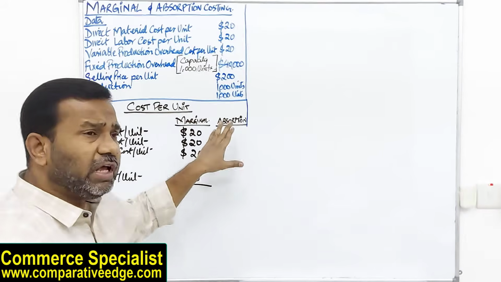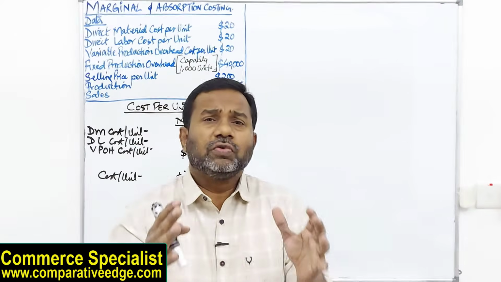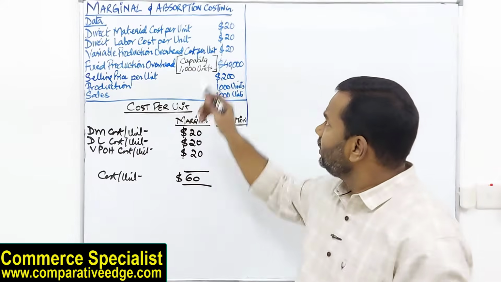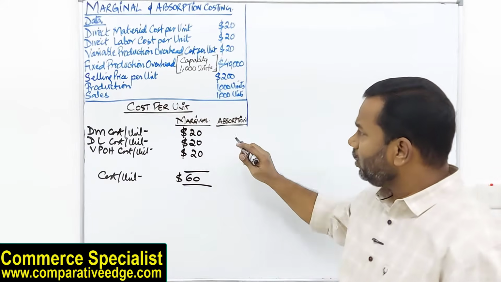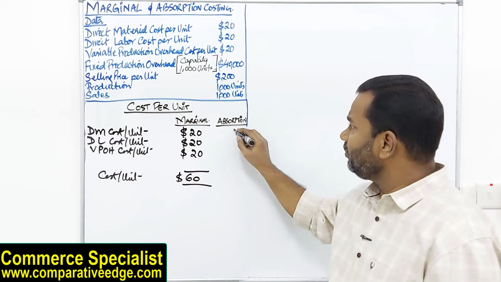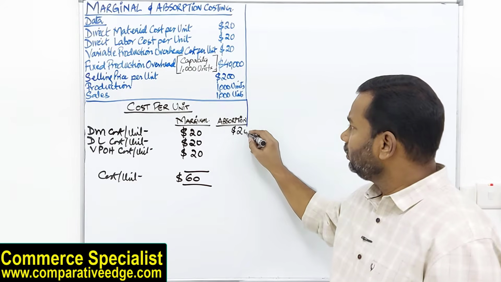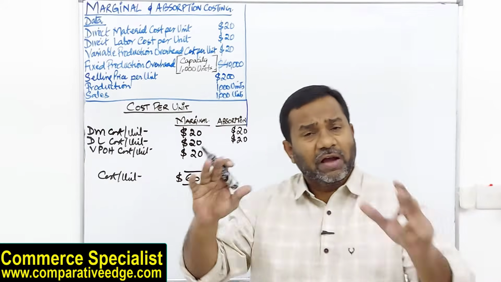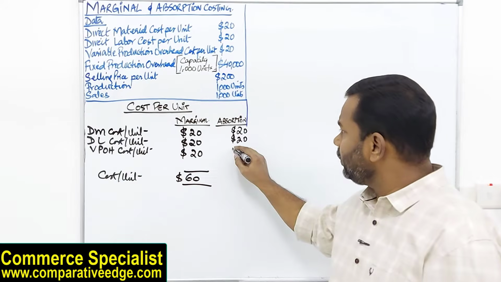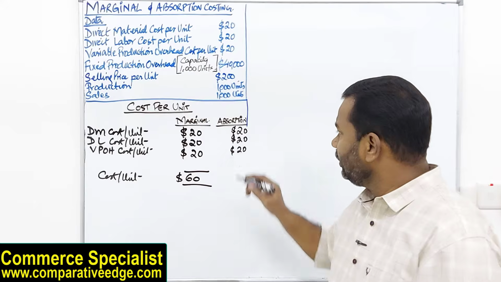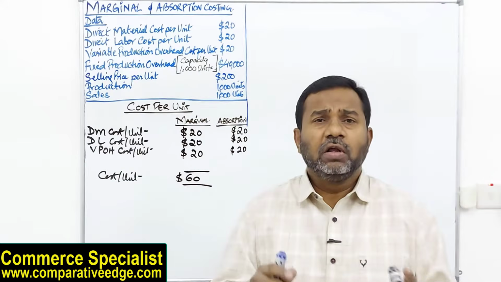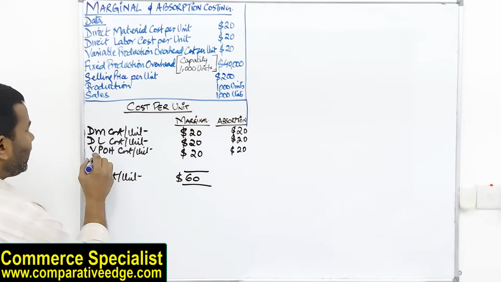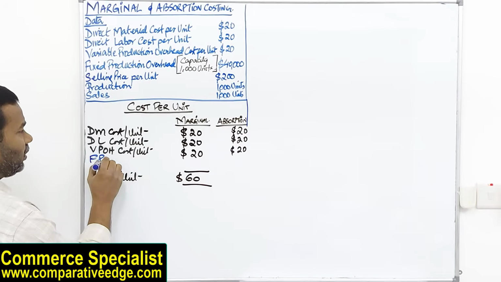Now let's talk about absorption costing. How to calculate cost per unit under absorption costing? If you look at this, same data, under absorption costing also, I have to take direct material cost per unit. I have to take direct labor cost per unit, which is 20. I have to take variable production overhead cost per unit, which is 20. Under absorption costing, one more cost element is there, which is fixed production overhead cost per unit.